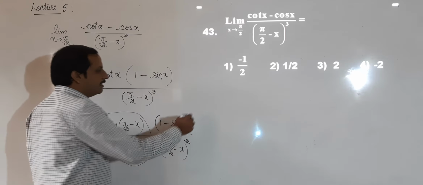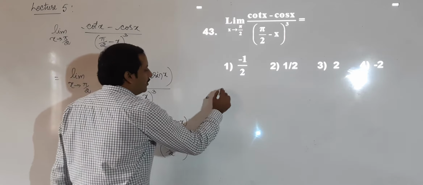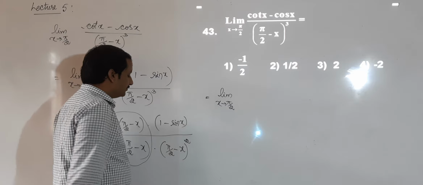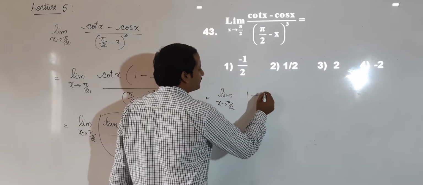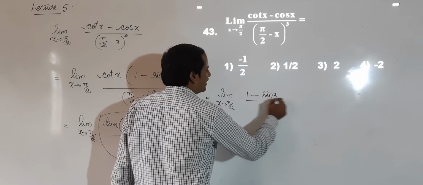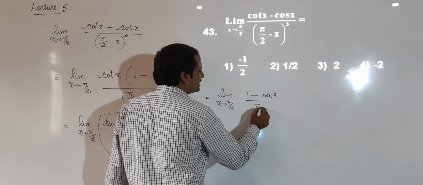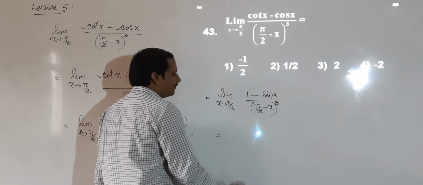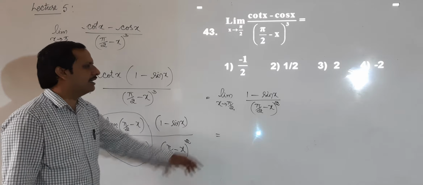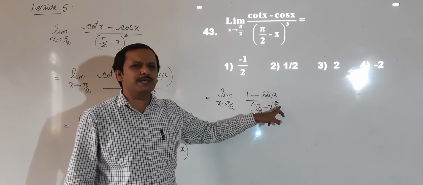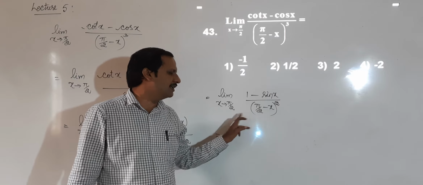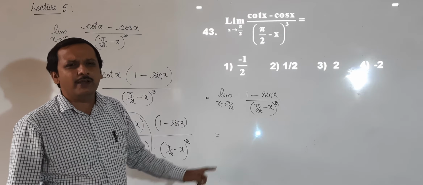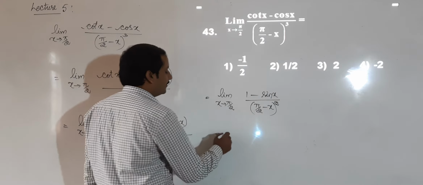Okay. So then 1 into this expression, we will have limit x tends to pi by 2 of 1 minus sin x divided by pi by 2 minus x whole square. Now if I apply the limit directly, I am getting 1 minus sin pi by 2. Sin pi by 2 is 1. 1 minus 1 is 0. Numerator is 0. Denominator is also 0. 0 by 0 is an indeterminate form. Now we can go for L'Hospital's rule.